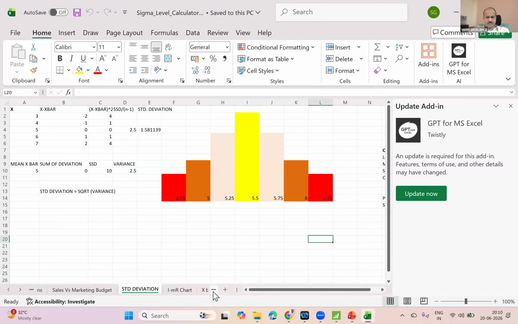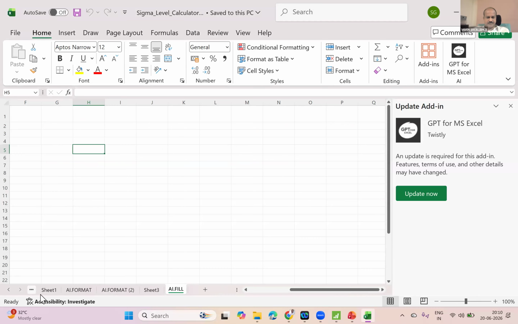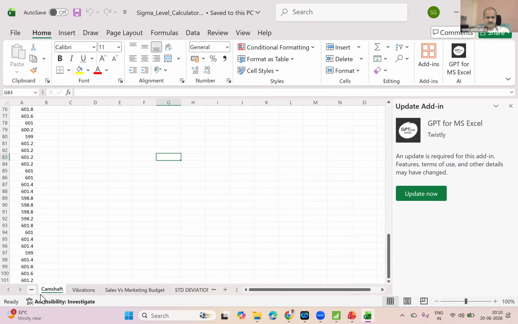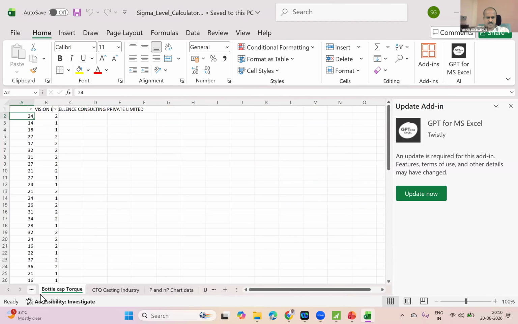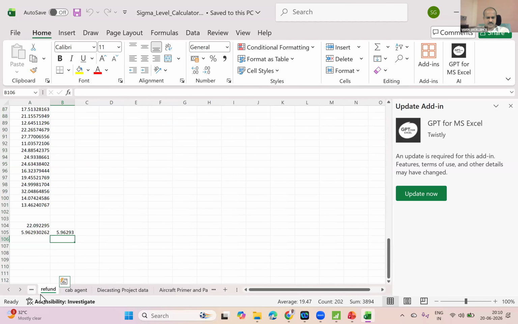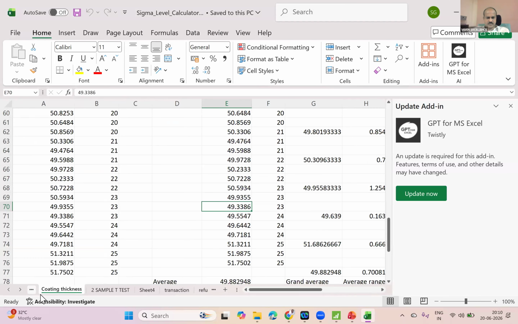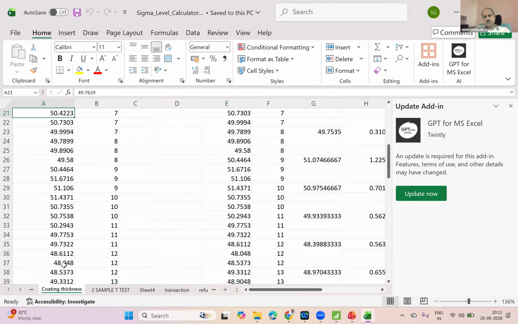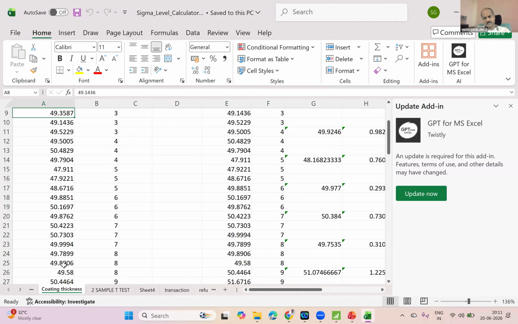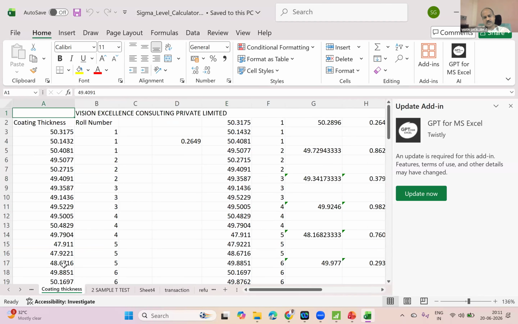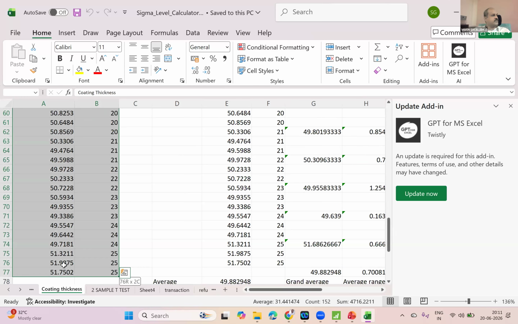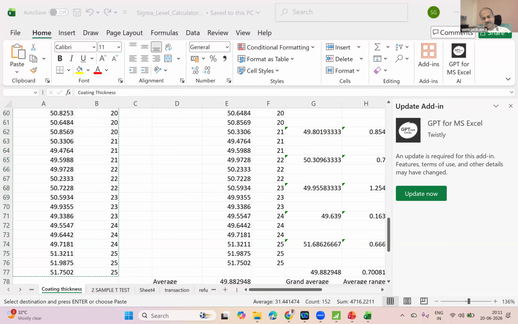So let me go to, where is the data? This is the data I want. What is the parameter? The characteristic is coating thickness. The requirement is 50 microns. Tolerance is plus or minus 3 microns. And see here, 25 times samples are taken. Each time there are 3 samples.